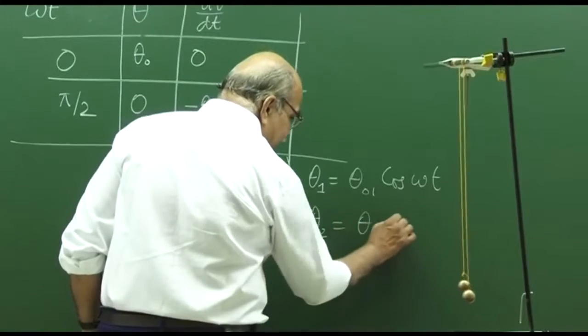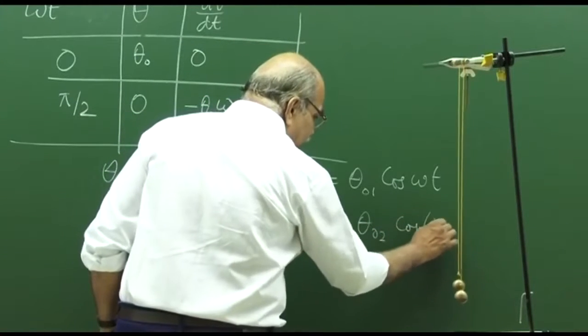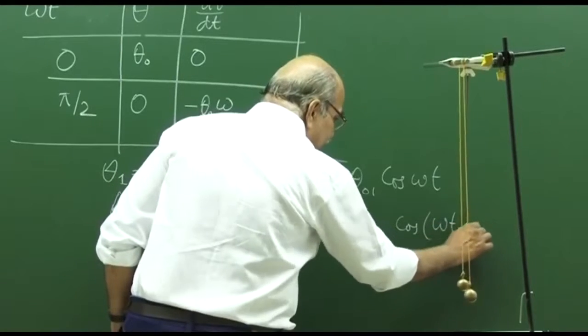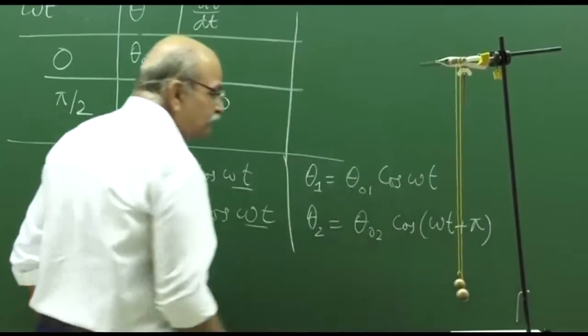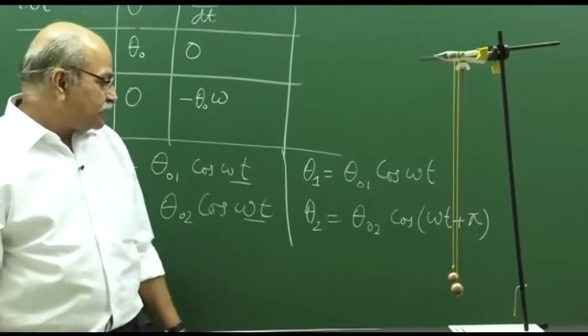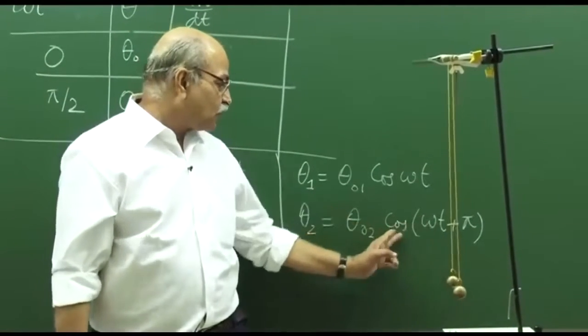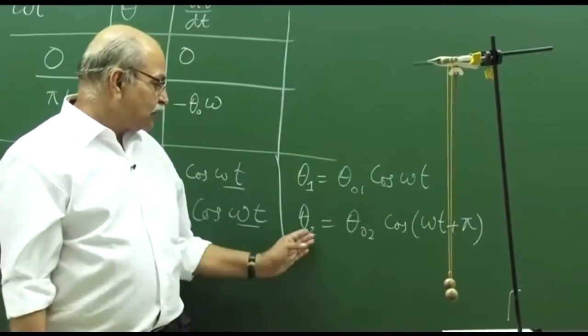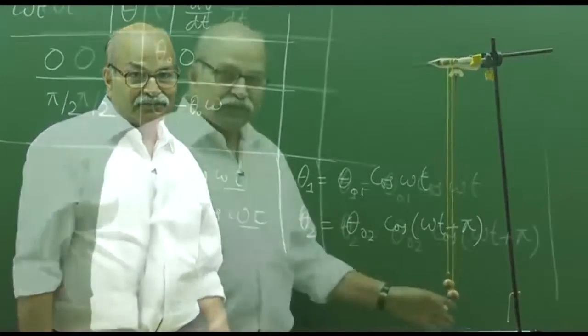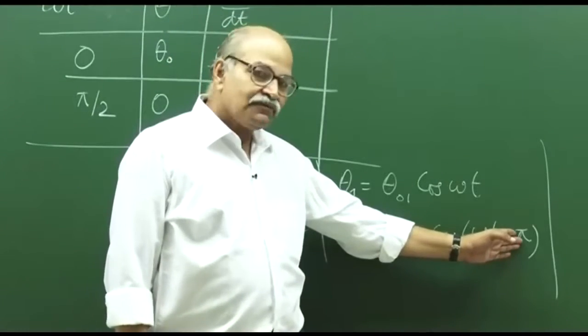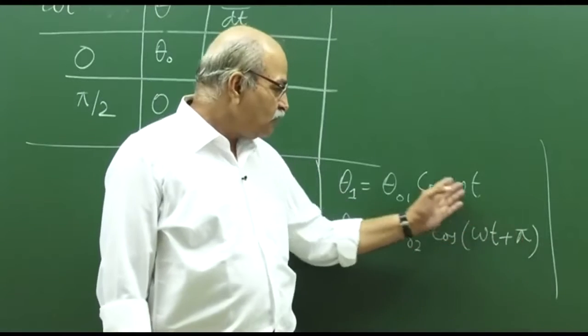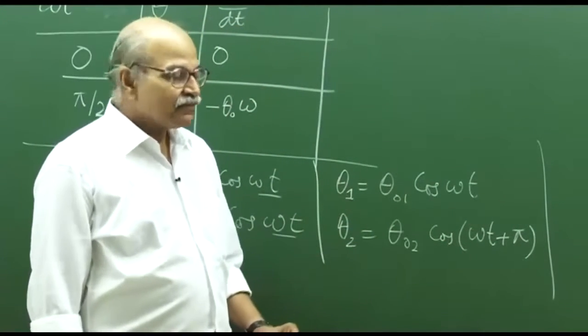So you can write this as cos of omega t plus pi. You can check, if omega t is 0, this is cos pi, which is minus 1. So this is now minus theta 02. So by putting this pi here, we are able to describe the motion of both the pendulums.